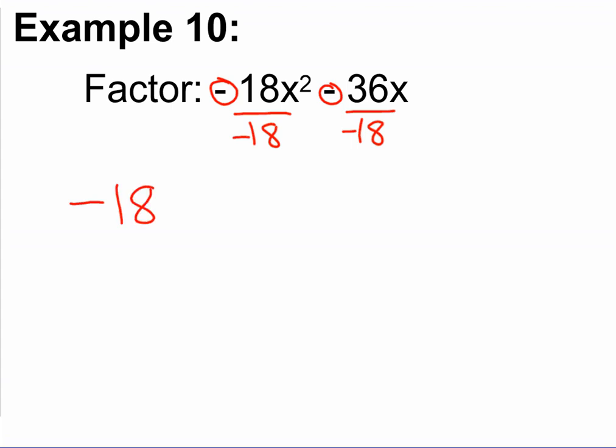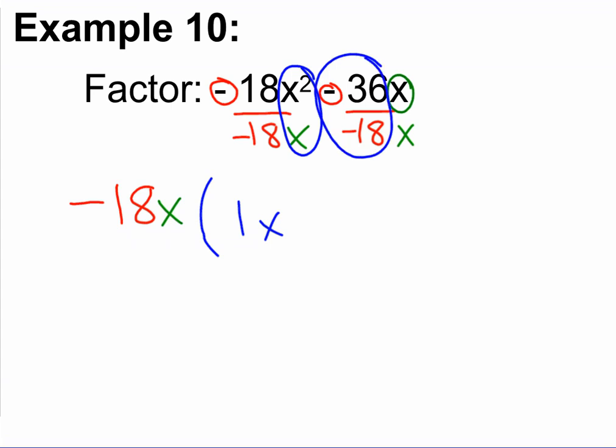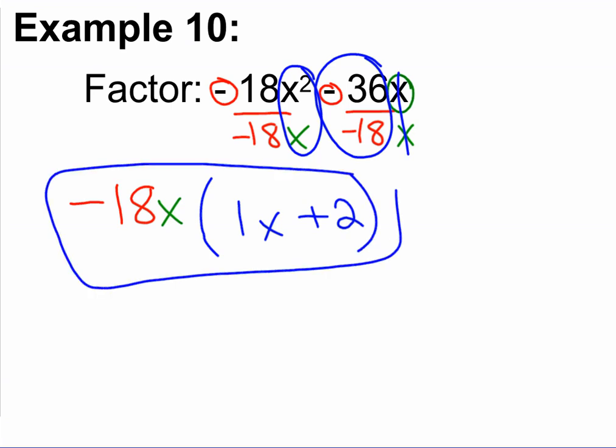My smallest amount of variable is x, so I go ahead and factor out an x. My remainder, negative 18 divided by itself is positive 1. X squared divided by x is just x. Negative 36 divided by negative 18 is going to be a positive 2, and x is canceled. So there is our final answer, the GCF, negative 18x, and the remainder of 1x plus 2.